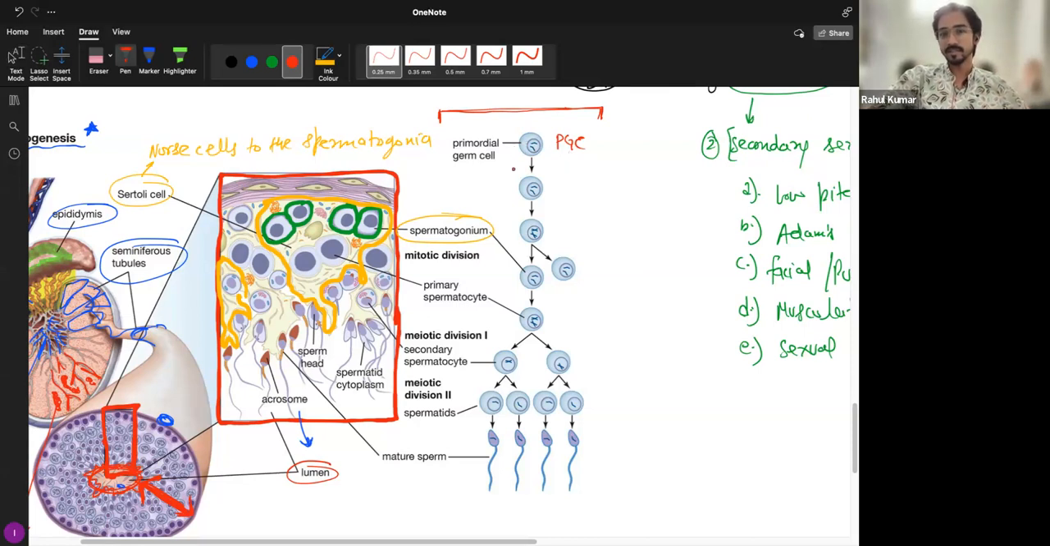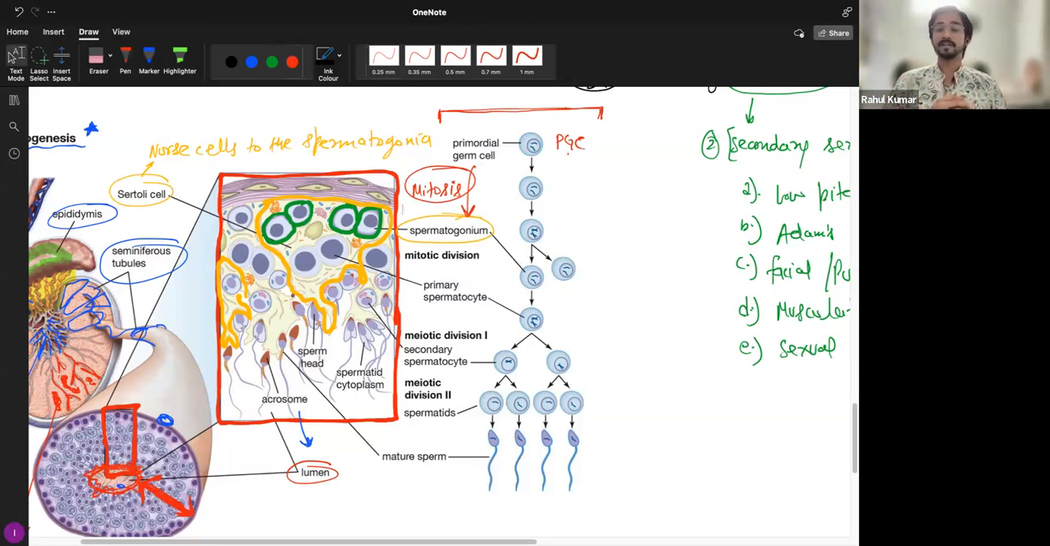Once puberty reaches, they start multiplying to form spermatogonium cells, which are marked here in green at the top of the layer. Can you see these green cells which I have marked at the top of the layer? These are the first cells that start this process. So PGCs develop into spermatogonium cells through mitosis. This is simple mitosis. No meiosis is happening as of now.